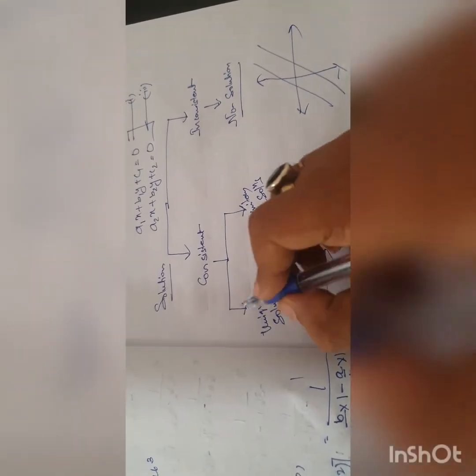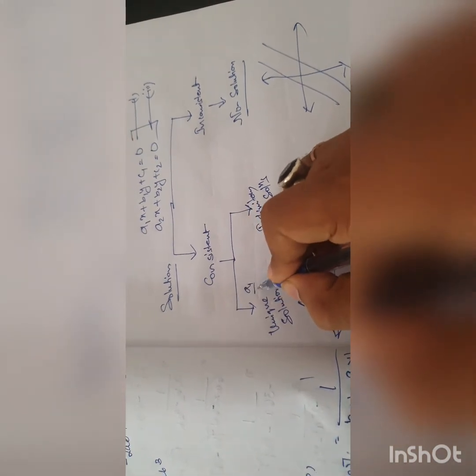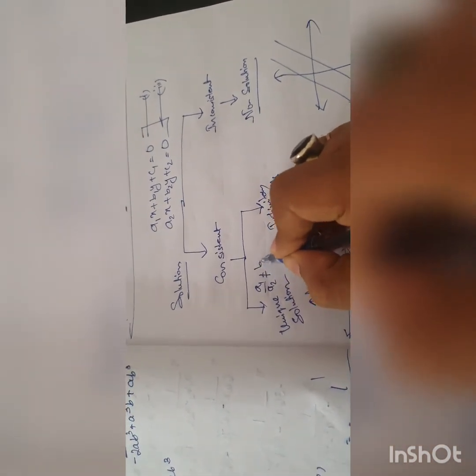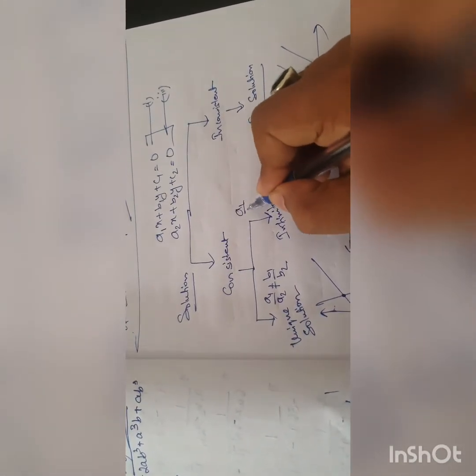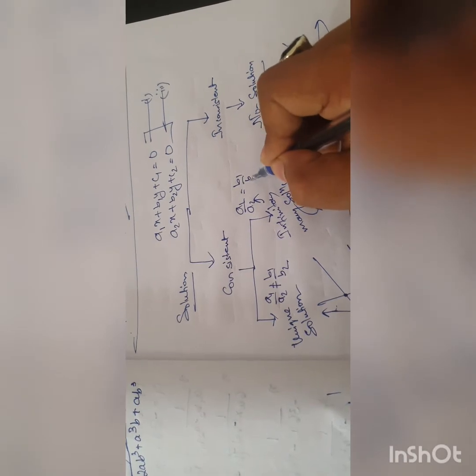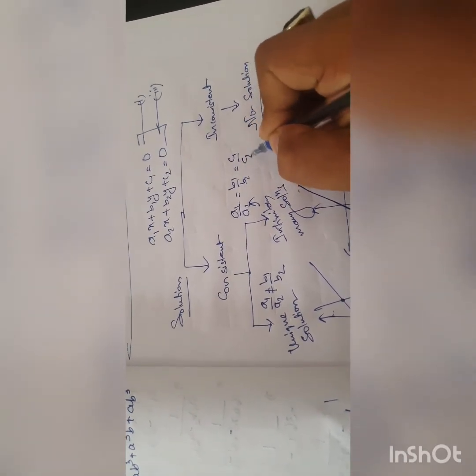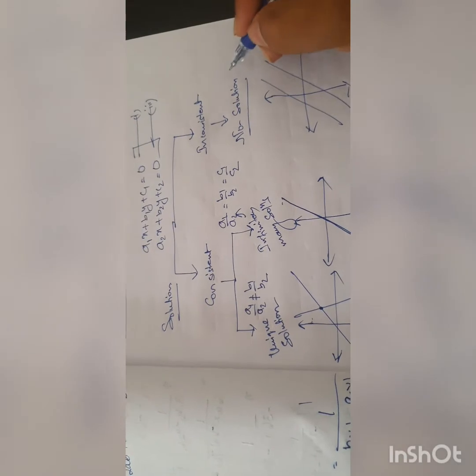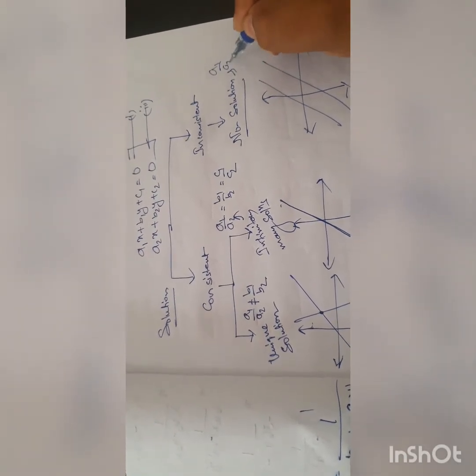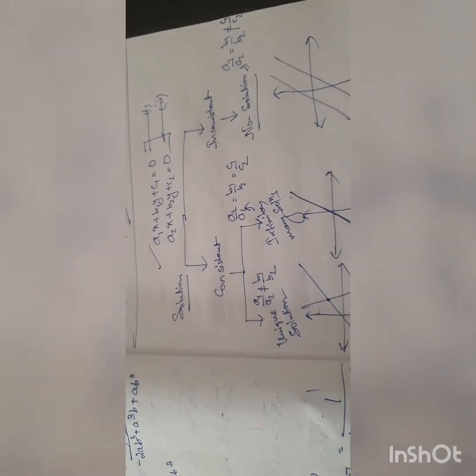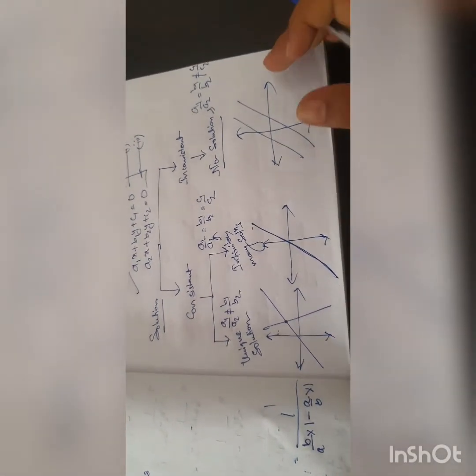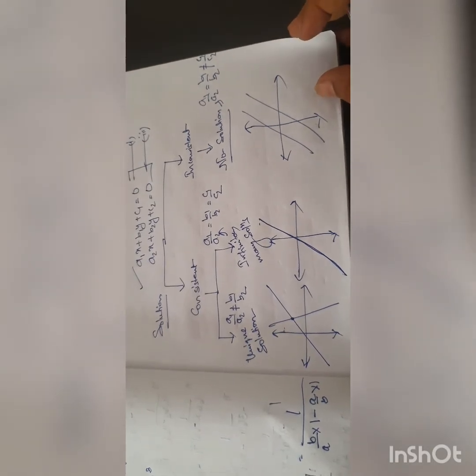In case of a unique solution, we say that a1 by a2 is not equal to b1 by b2. In case of infinitely many solutions, we say a1 by a2 is equal to b1 by b2 is equal to c1 by c2. And in case of parallel lines and no solution, we say a1 by a2 is equal to b1 by b2 and is not equal to c1 by c2, where a, b, c are the coefficients of x and y respectively. These things have already been told to you. Now today I have just mentioned the consistency and inconsistency.